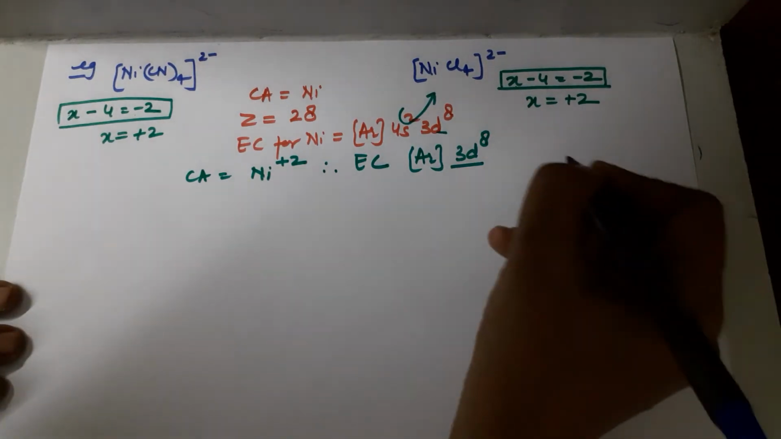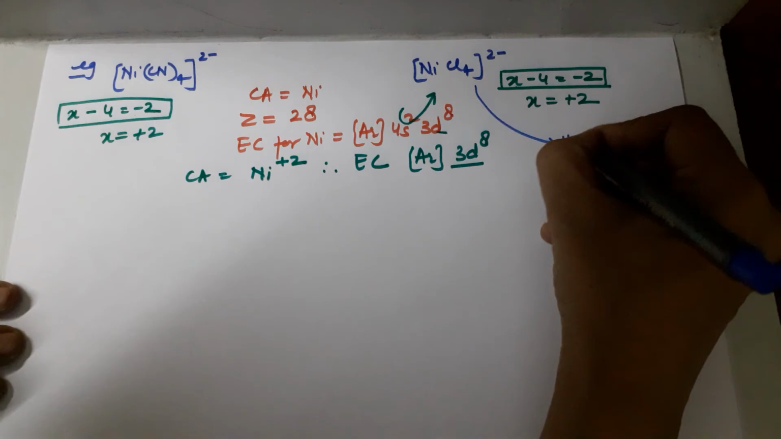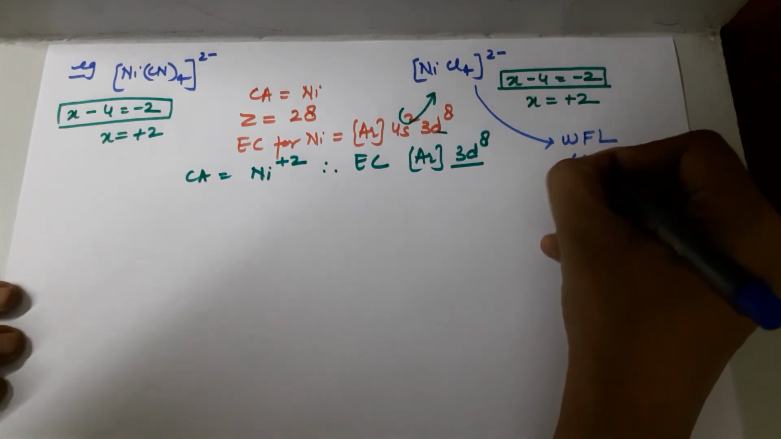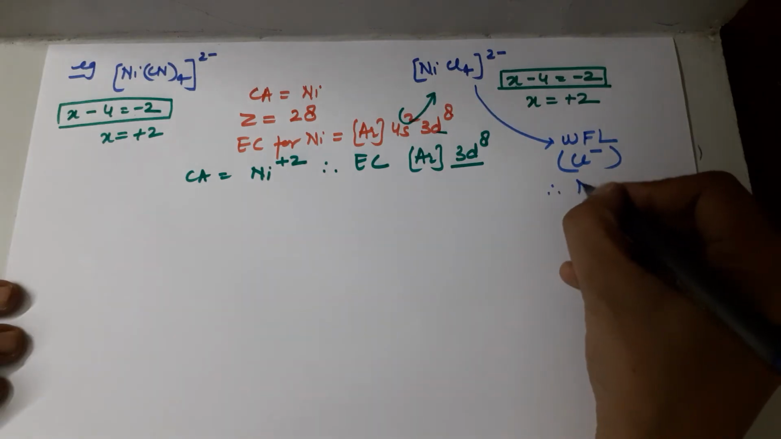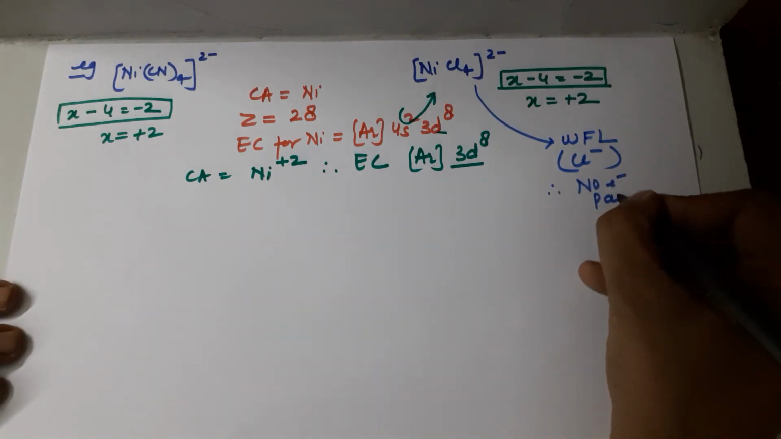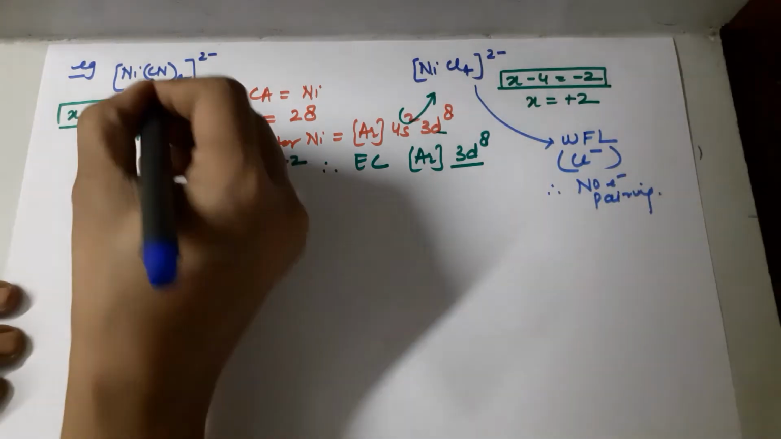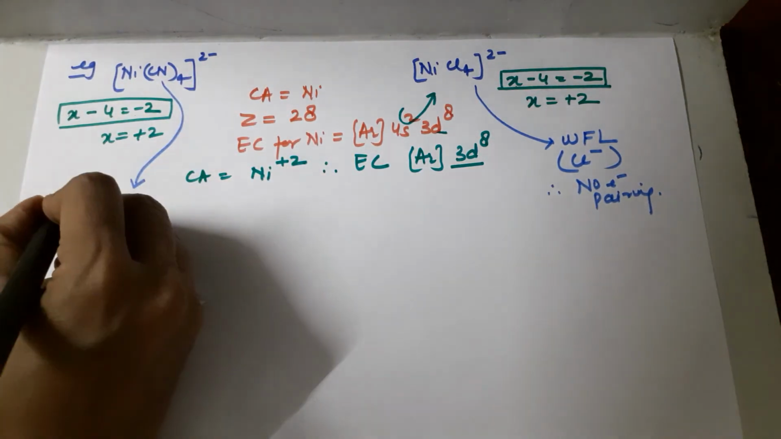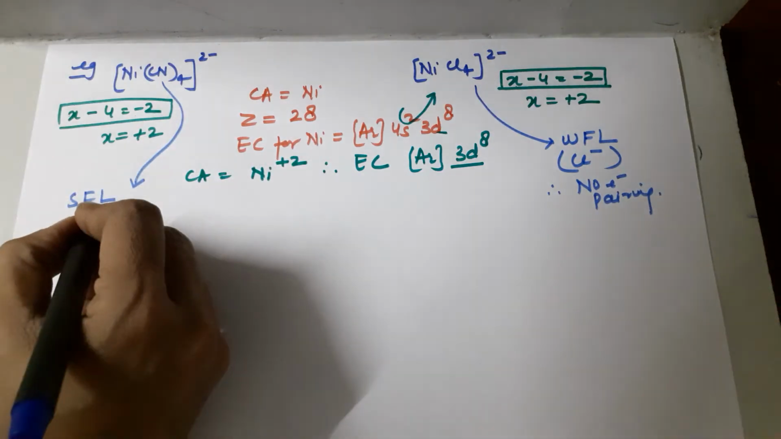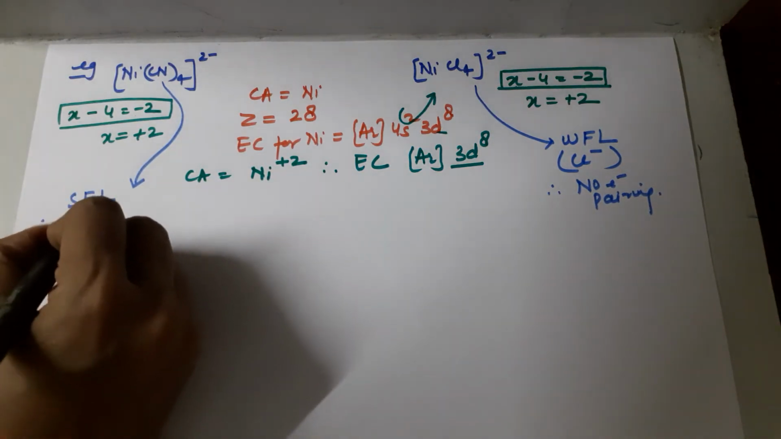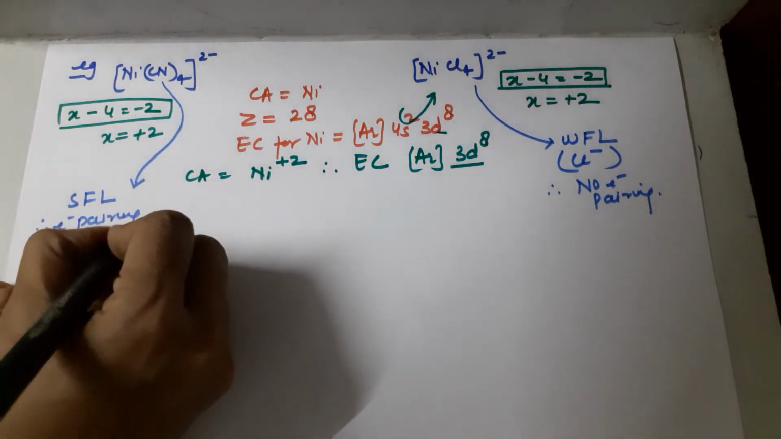The difference lies in the ligand. This has a weak field ligand, that is chloride. Because it has a weak field ligand, there will be no electron pairing. Whereas in this case, the ligand is a strong field ligand because it is not a halide or water. So it is a strong field ligand. Therefore, electron pairing will happen.